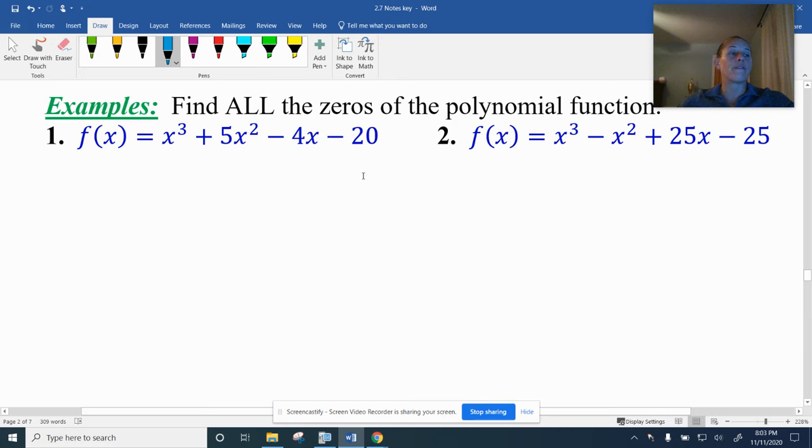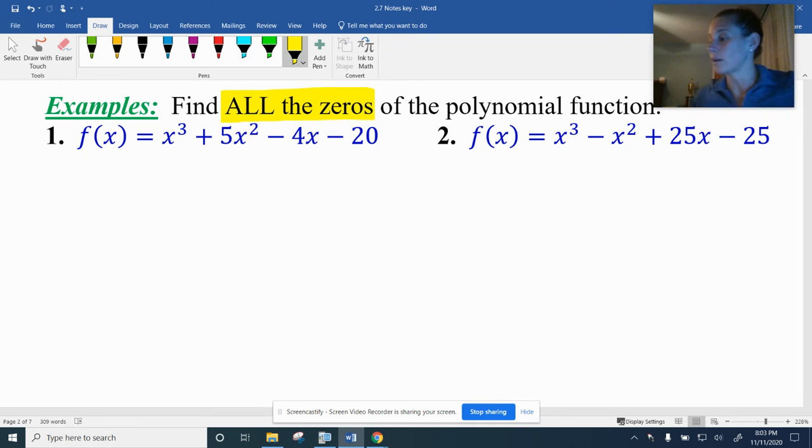Okay, so now finding the actual zeros. Before, we were given the zeros and we were working backwards to write down what the polynomial would look like, but now we are going to find the zeros. And we did do a little bit of this in the previous section.